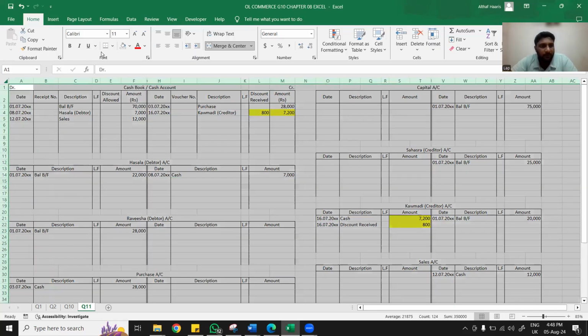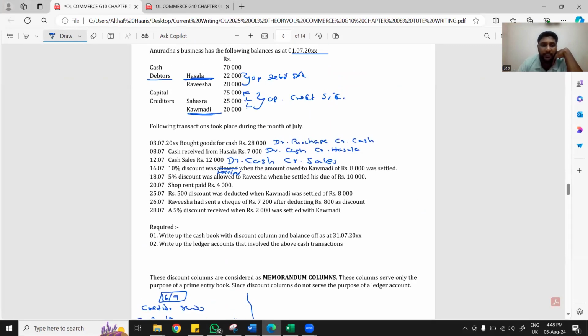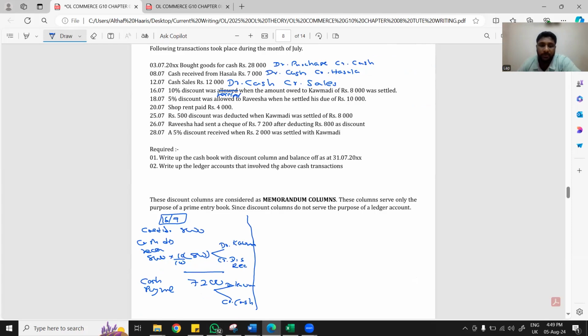Okay, next one. 5% discount was allowed to Ravisha when settling. So Ravisha is a debtor. For the debtors, we will give discounts. From the creditors, we will get discounts, that means we will receive discounts.